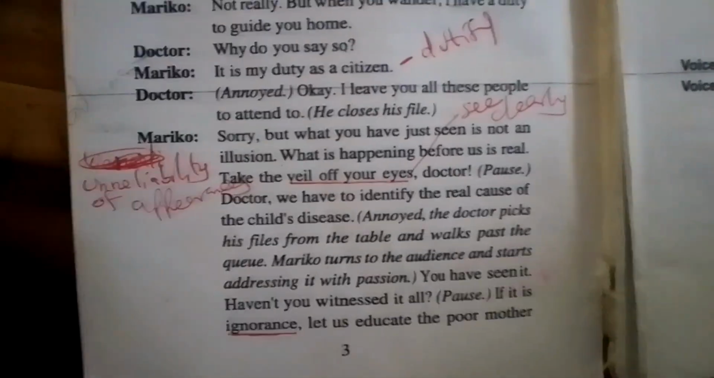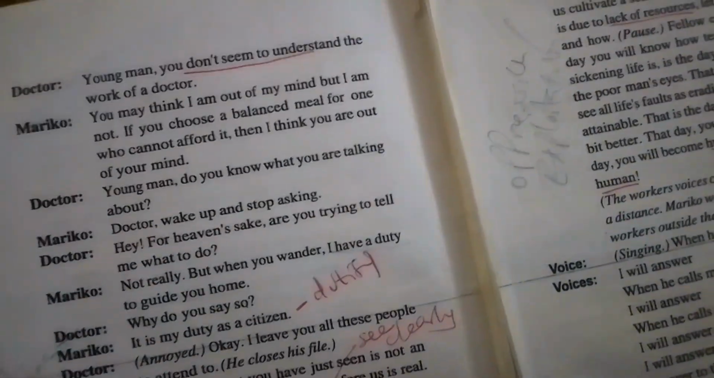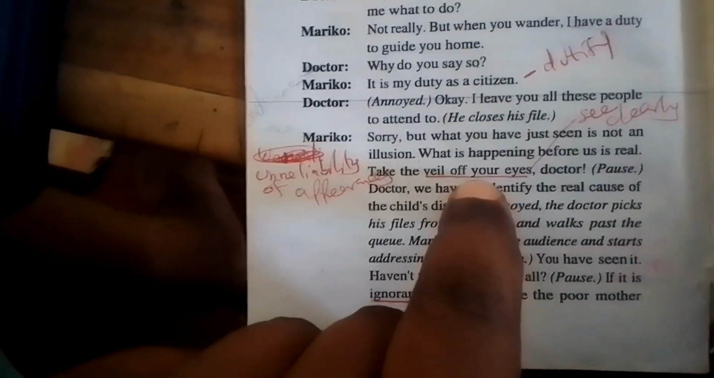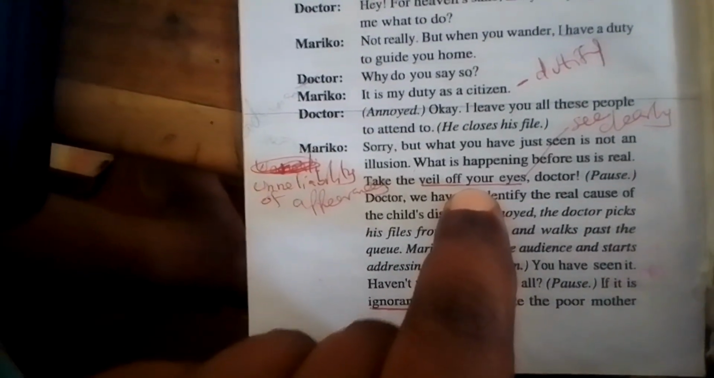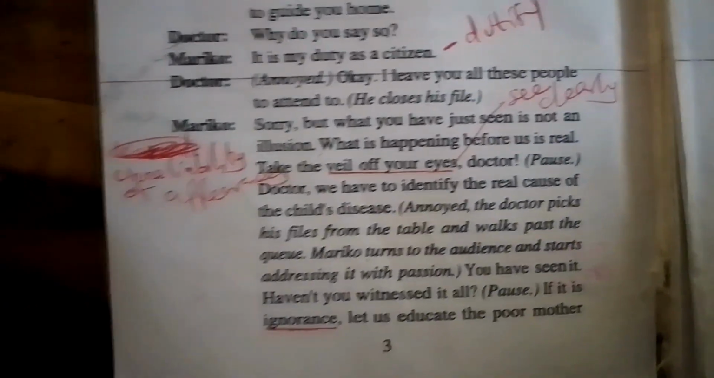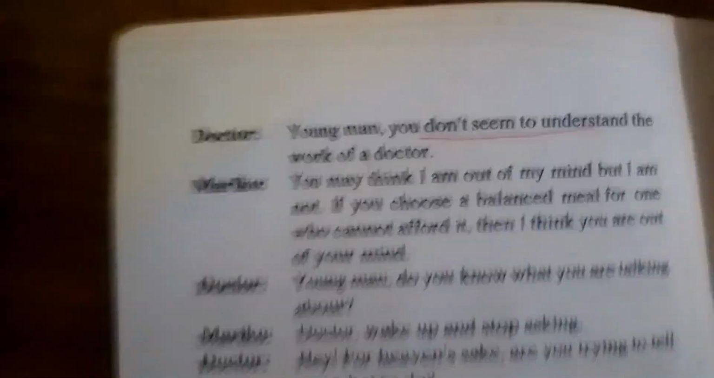And then Mariko has a monologue where he tells the doctor, what you have just seen is not an illusion. Take the veil off your eyes. That means you see clearly. Then he turns to the audience. You have seen it. Haven't you witnessed it all? If it is ignorance, let us educate the poor mother. Something like that. Okay, then we talk about the character traits of the doctor.